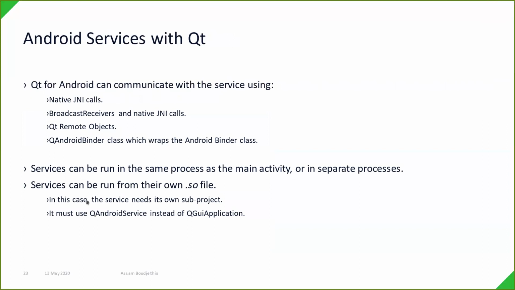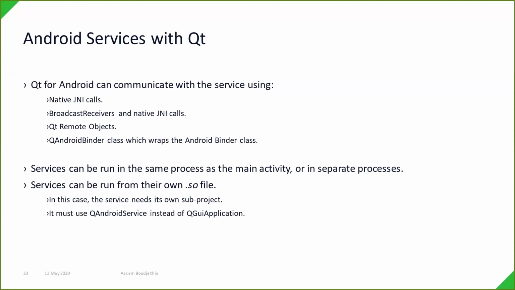So let's move on to another good topic on Qt for Android, which is services with Qt. Qt for Android can implement Android services and communicate between them in different ways. One way is the one that we discussed earlier, using native JNI calls directly. Another option is using broadcast receivers, and then you could also use Qt Remote Objects or Qt Android Binders. And the same rules apply here.